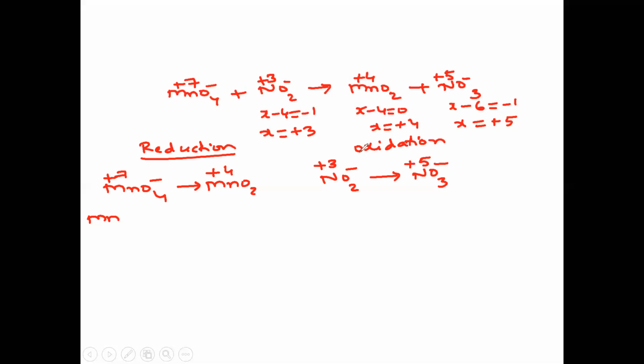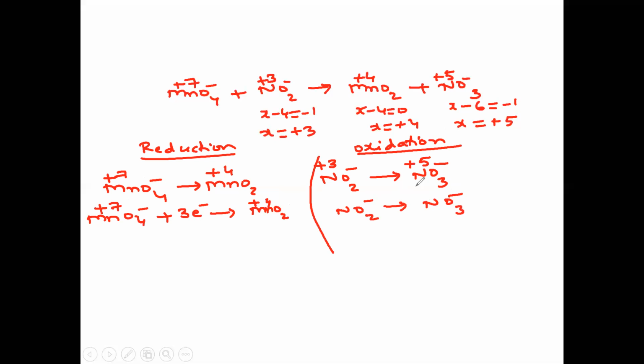Second step, just writing the number of electrons gained or lost. So MnO4 minus, plus 7 changes to plus 4, means the difference is 3. So it should gain 3 electrons, because 7 minus 4 is equal to 3. It gives rise to MnO2, plus 4. Yes, I'm keeping a column here. Similarly, NO2 minus, because this is losing electrons, gives rise to NO3 minus, and the difference is how much? 5 minus 3, it is 2 electrons. So I'm writing here 2 electrons. I hope it is clear.